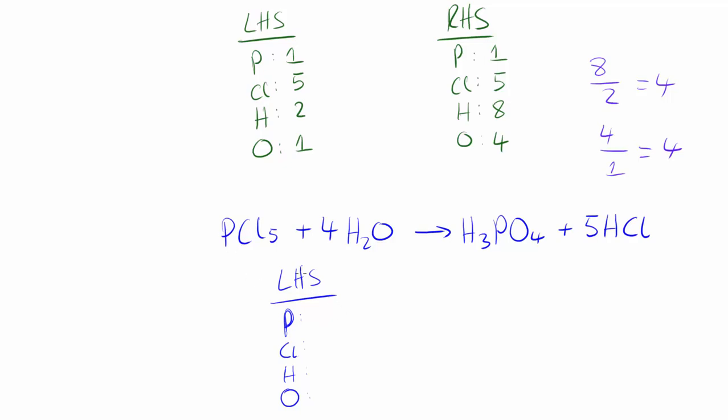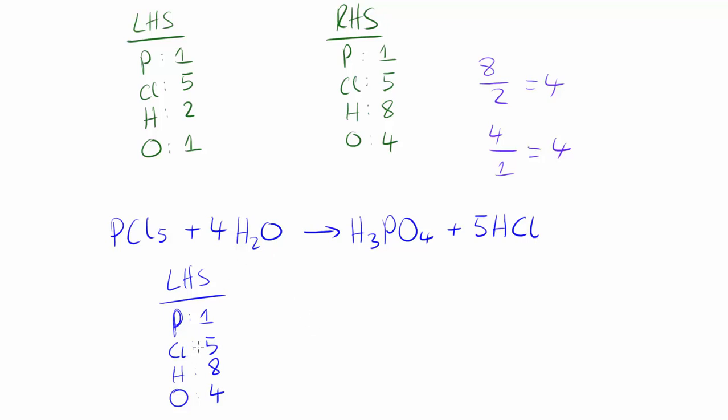Yeah, so for P, it's not going to change, right? We didn't put anything in front of that, so it's just 1. For the Cl, that doesn't change, it's still going to be 5. But for the hydrogen, we've multiplied our H₂O by 4, so 4 times 2 is going to give us 8. And in terms of oxygen, that's going to be 4 times the O, and we've got 1 O, so that's going to be 4. Okay.